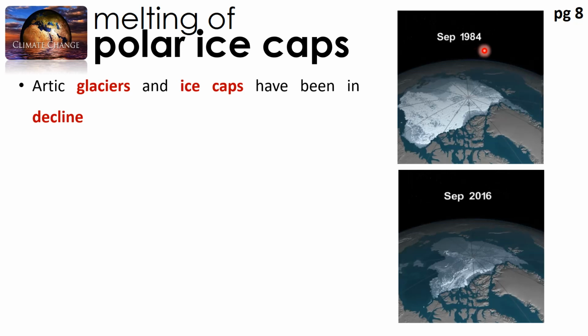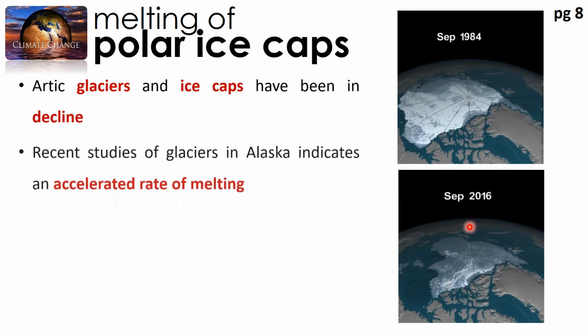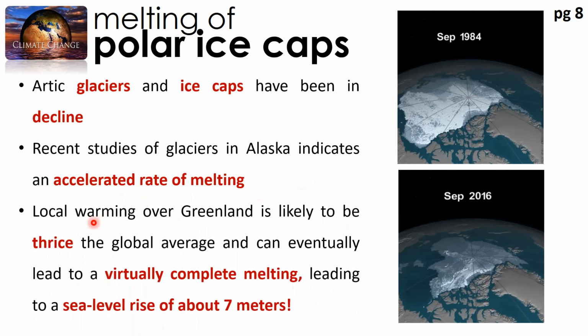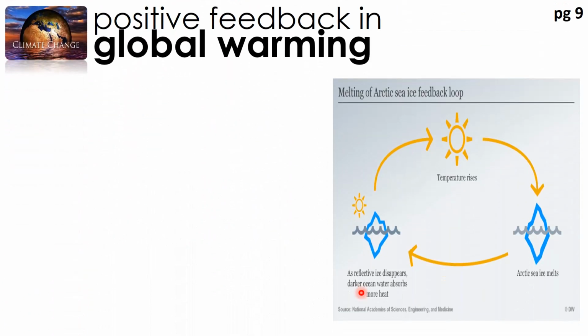In September 1984, NASA satellite images show the size of our Arctic ice cap is this big, and in September 2016, the size has evidently shrunk. And recent studies of our glaciers in Alaska have also indicated an accelerated rate of melting. Furthermore, local warming over Greenland is likely to be thrice the global average and can eventually lead to a virtual complete melting, leading to a sea level rise of about 7 meters. This is indeed very scary.